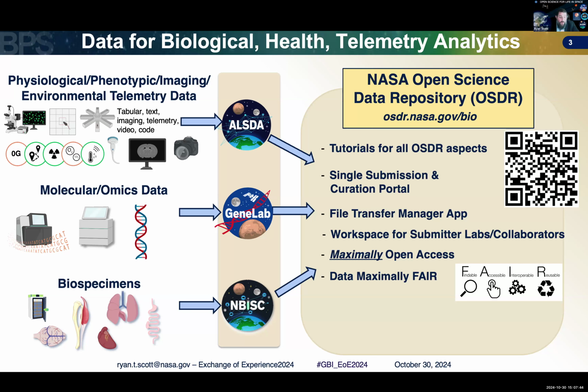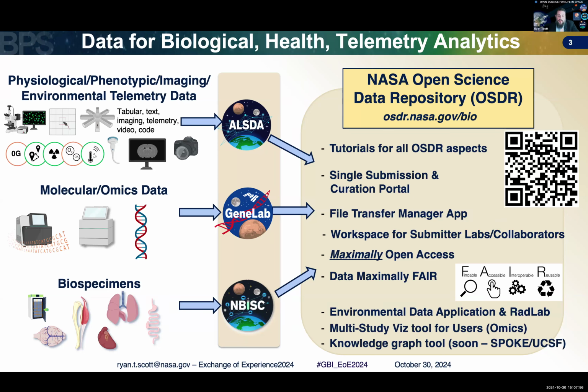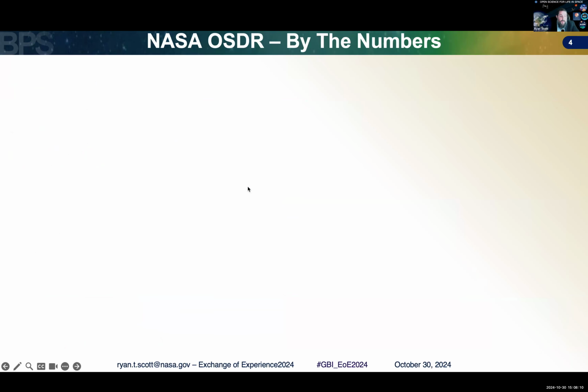Our database, we're very proudly, is maximally FAIR. A lot of this was built off the history of NASA Gene Lab. One of the benefits of having standardized data across our different repositories is that we've been able to build various analytical and visualization tools and even a knowledge graph tool, which should be coming online in the coming month or so. That's all contained in that QR code there to the tutorials.